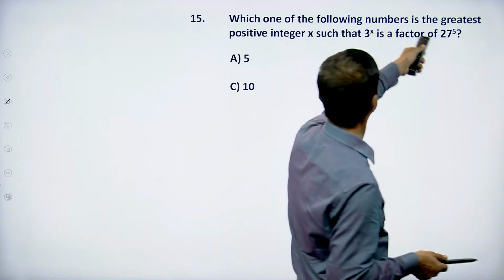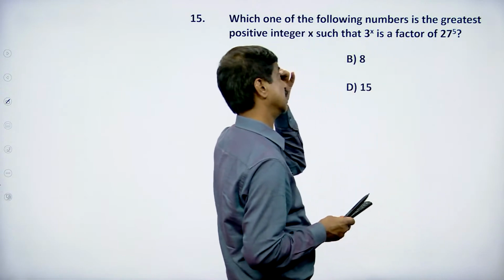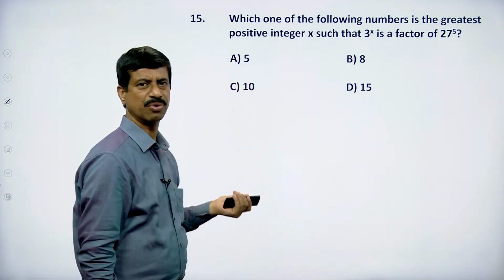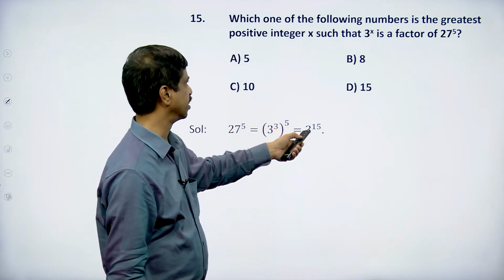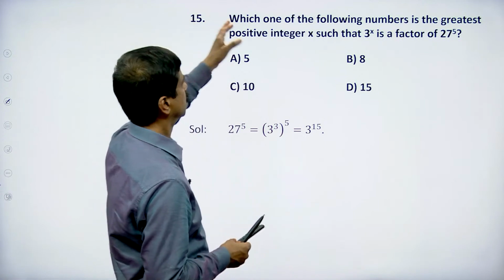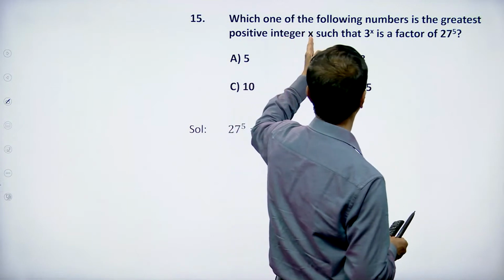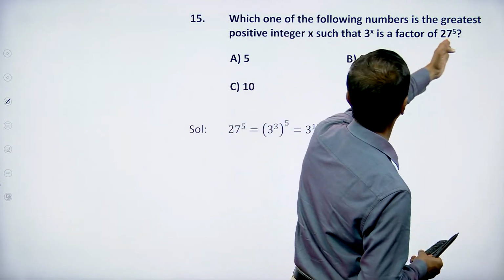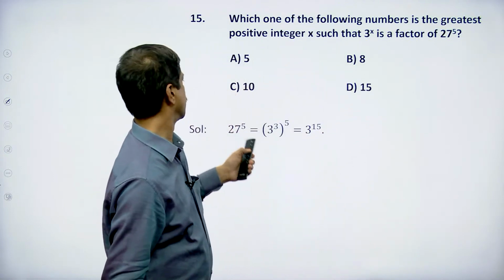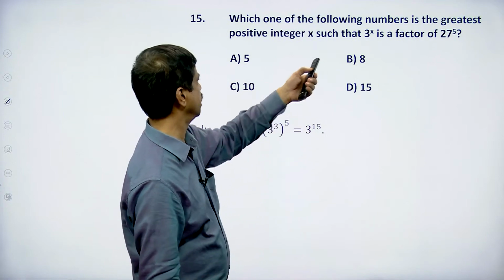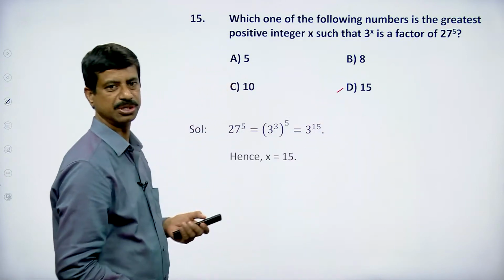Which one of the following numbers is the greatest positive integer x such that 3 power x is a factor of 27 power 5? This is also a simple question, children. Look at this: 27 power 5 can be written as 27 is 3 power 3, whole power 5, that is 3 power 15. So 3 power x is a factor of 3 power 15, and the greatest integer x is 15. The highest number is only 15. So please note it fast, quick.